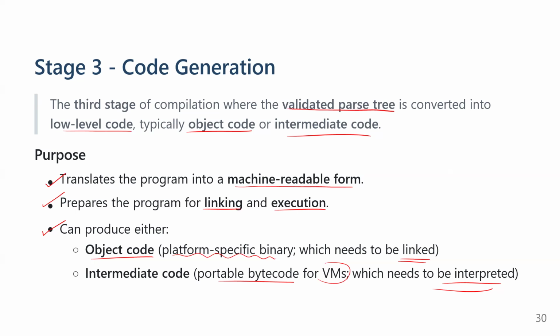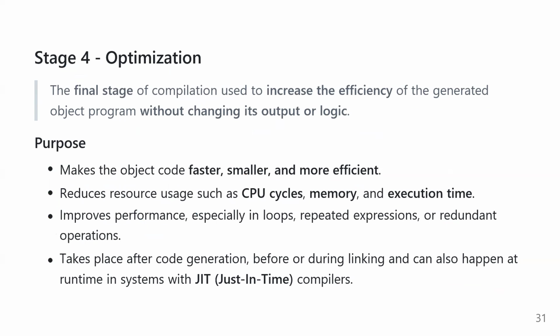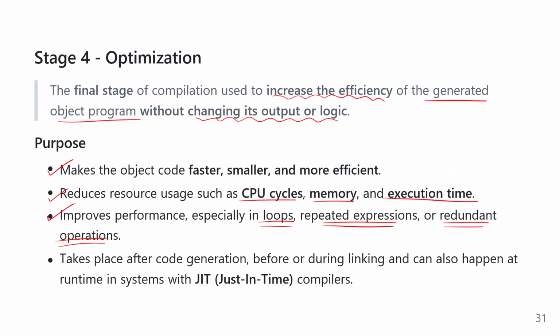But having said this, we then move on to stage 4, optimization, which is the final stage of compilation, which is used to increase the efficiency of the generated object program without changing its output or logic. In the optimization stage, our goal is to make the object code faster, smaller, and more efficient. And it's also used to reduce resource usage, such as CPU cycles, memory, and execution time. And the overall stage 4 helps improve performance, especially in loops, by removing repeated expressions or redundant operations. Again, this is the process of optimization. It's to make the program more efficient.